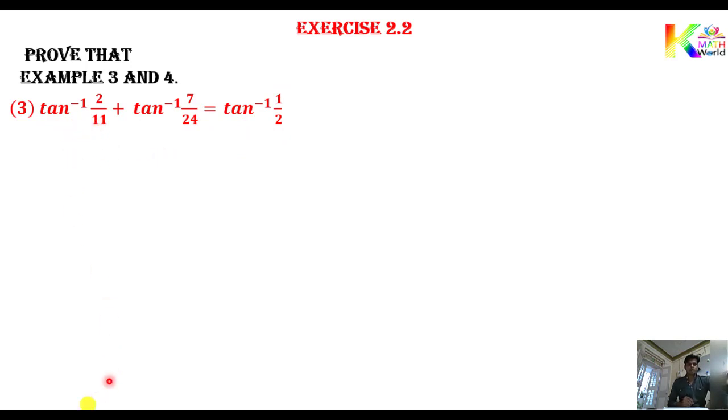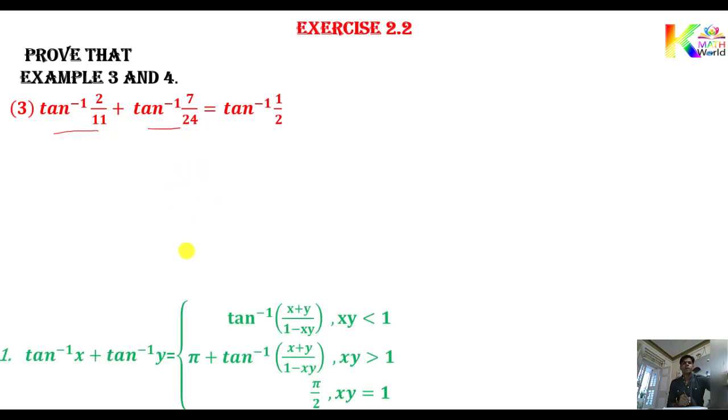Firstly, you can see this is tan inverse x plus tan inverse y format. So if you remember the formula properly, then this is the formula you can see here. You can compare this question with your formula. So this is our x and this is our y. Firstly, we need to check the product of x and y, because the formula is applicable depending on the product. Which one is applicable, that we have to decide firstly.